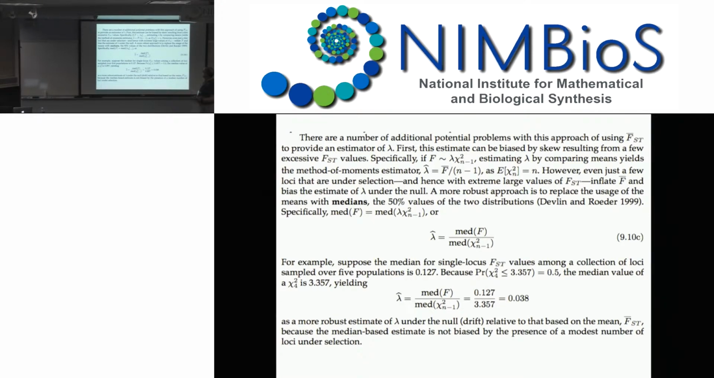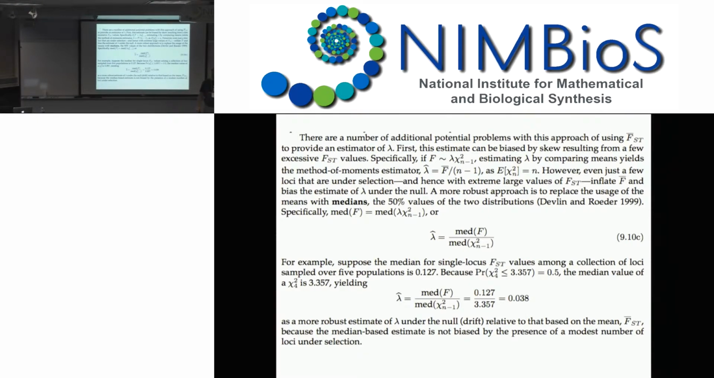So for example, if I sample 5 populations, I have a chi-square 4, and the value for a chi-square 4 that 50% of the probability is below, 50% above is about 3.3. If I actually observe the median FST is 1.27, I look at that ratio and I now get this new inflation factor here. So these median approaches are nice because they don't care how big these values are.